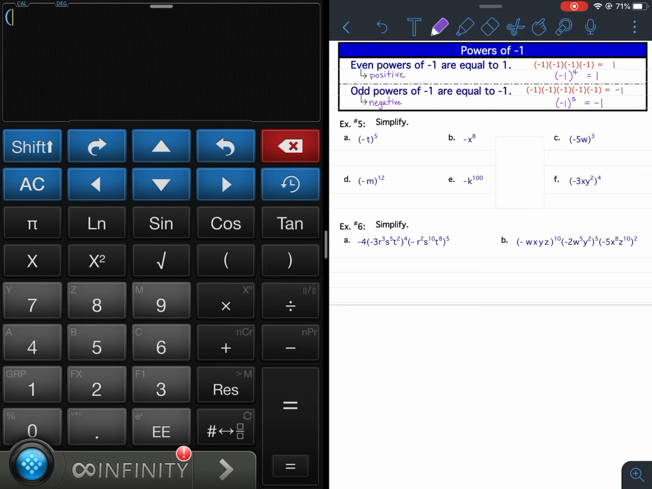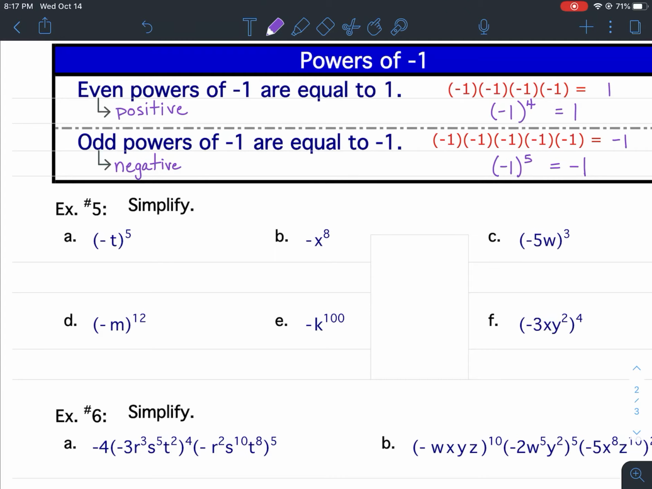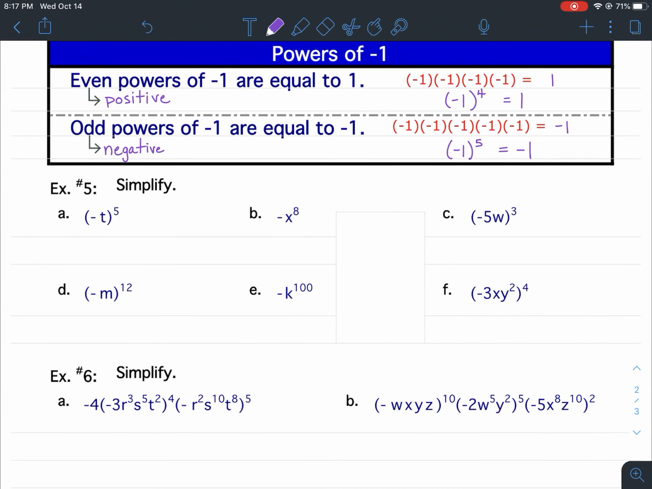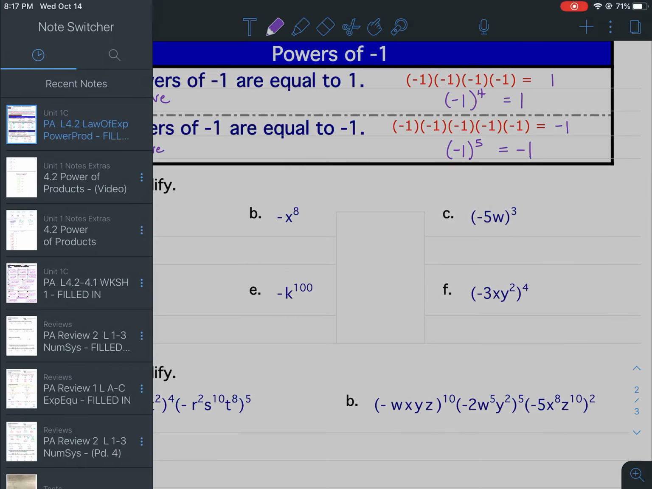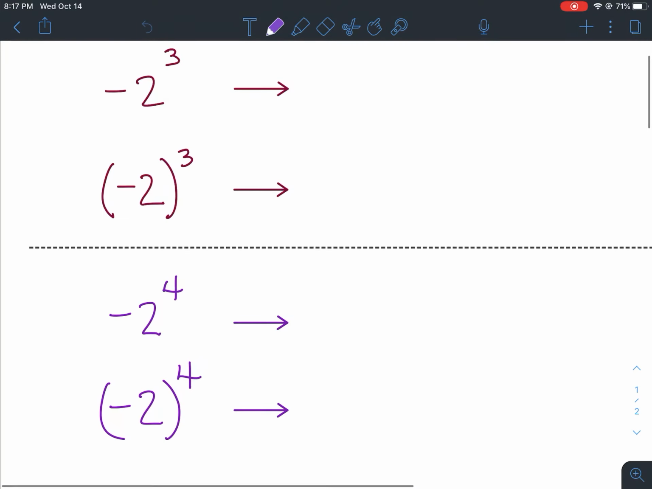But -1 to the 6th power put in parentheses gives me +1. So notice how you might think you're putting the same thing in your calculator, but it gave you 2 different answers. And let me show you why.